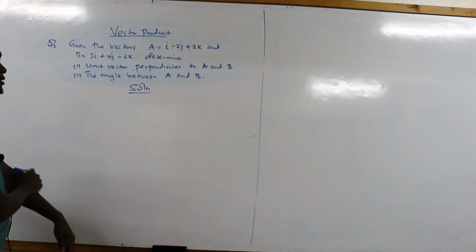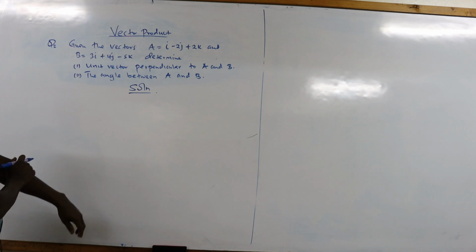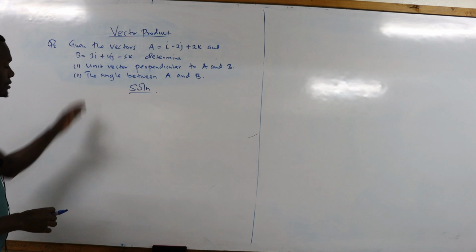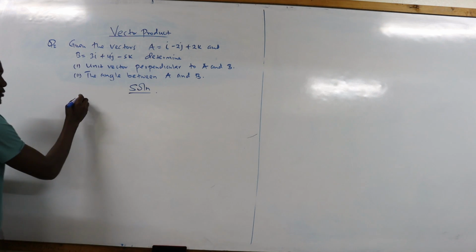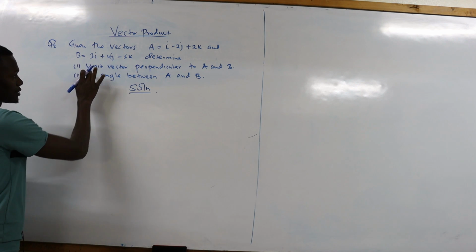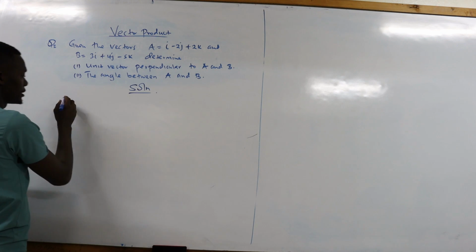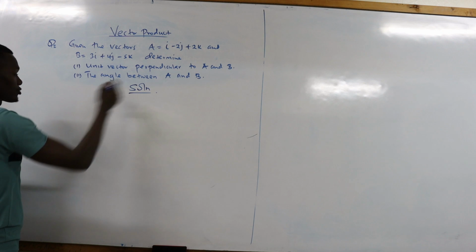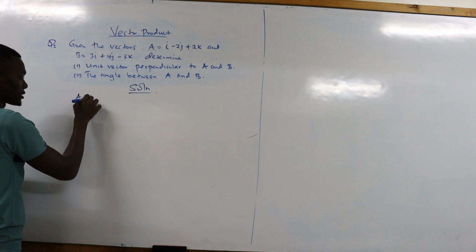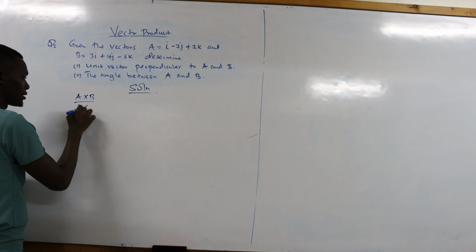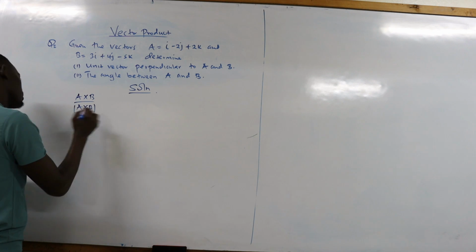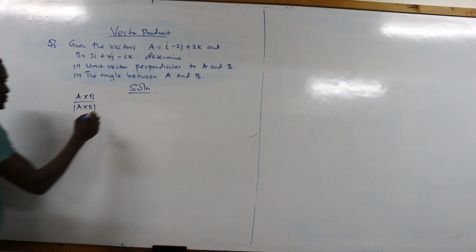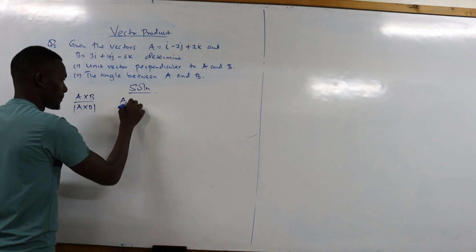All right. Then from there we shall get the absolute of it and have it. So to find the unit vector perpendicular to a and b, we shall have a cross b, over the absolute of a cross b. So, what is our a cross b?